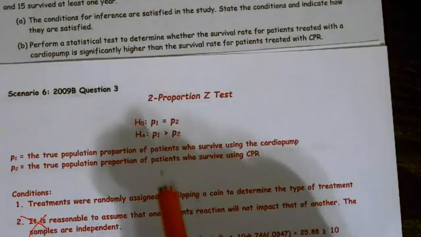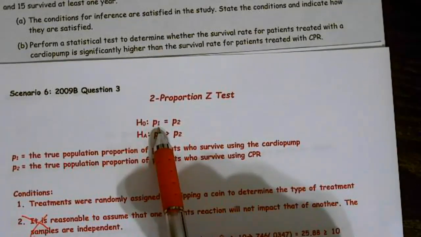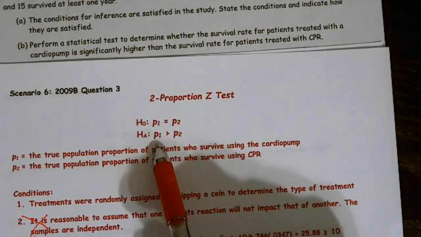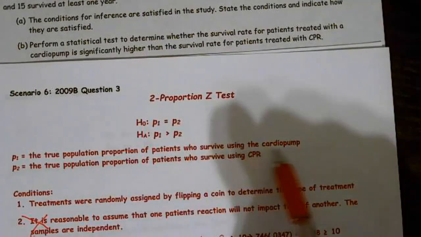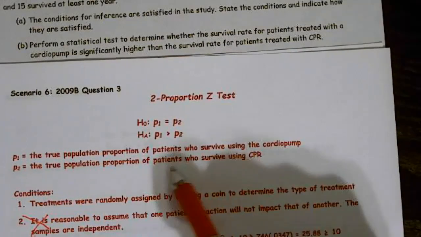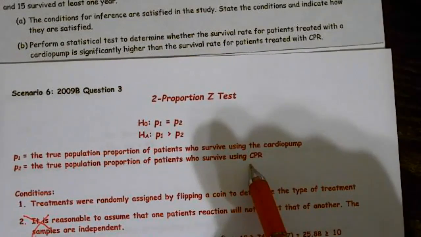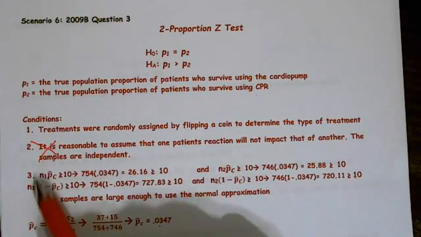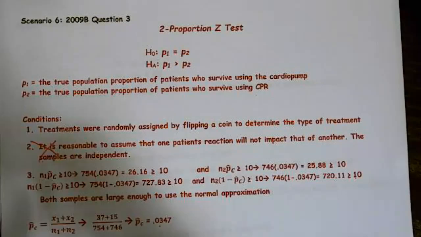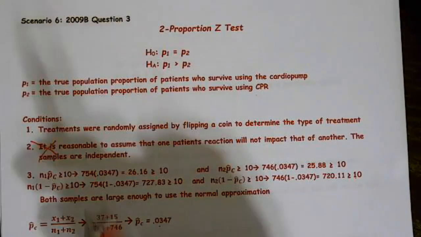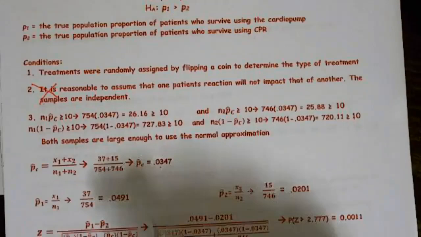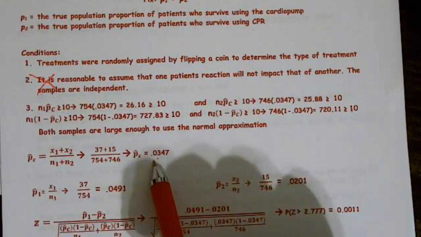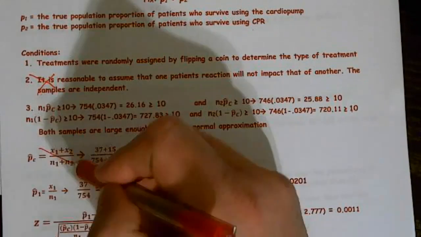So in this case, the null is P1 equals P2, and the alternative is P1 greater than P2. P1 is the true population proportion of patients who survive using cardio pump, and P2 is the true population proportion of patients who survive using CPR. State the conditions. Well, if I've already done it in part A, I don't have to do it in part B, but I just need to say conditions were met, previously verified. So I need to show how I got P hat C.